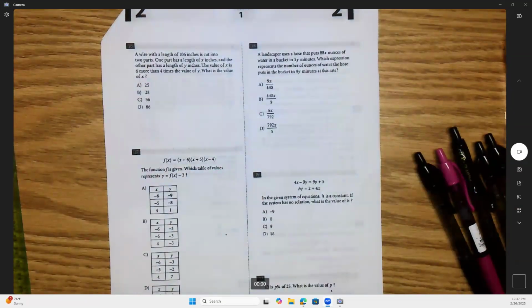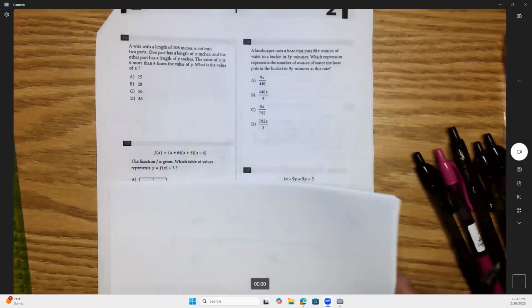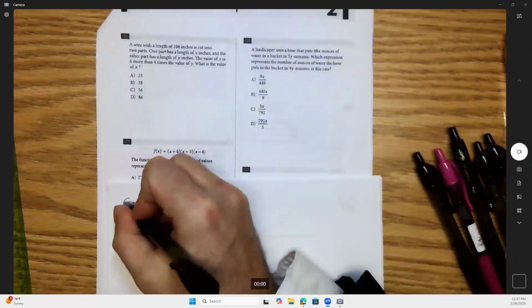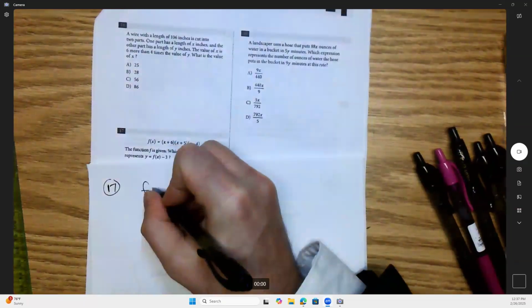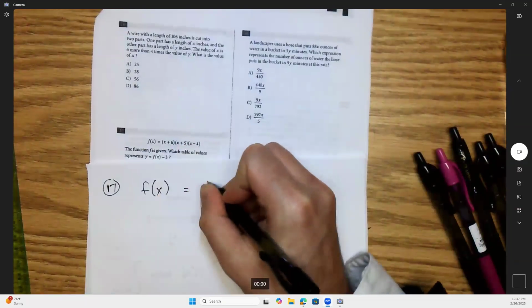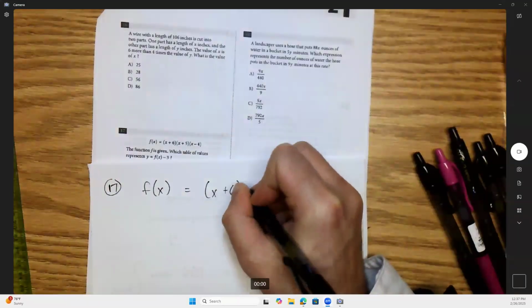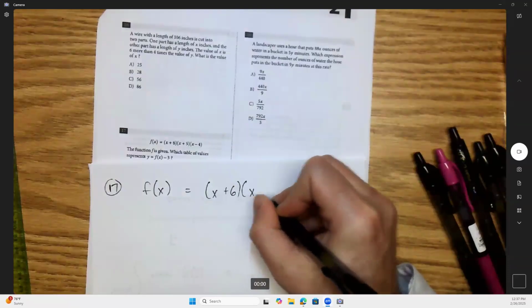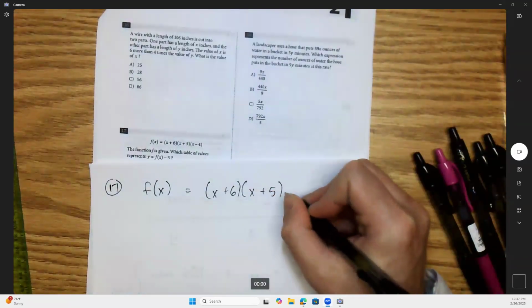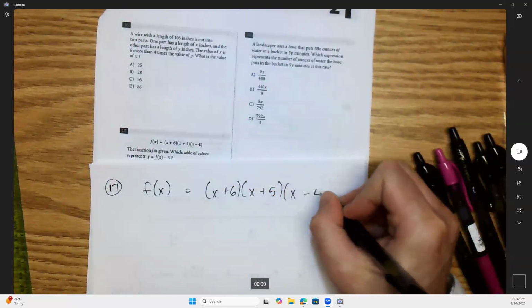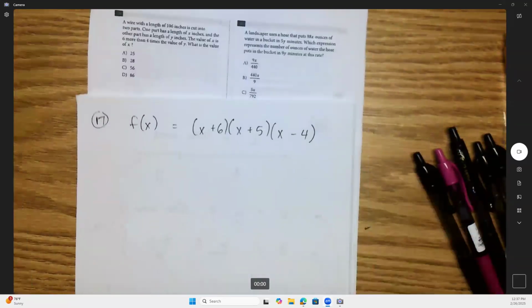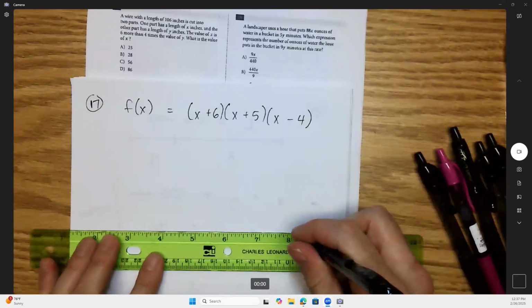Number 17. It's about to be graph time. Everybody definitely has their notes out, right? You guys ready to make a graph? I'm about to walk around class in a few minutes. I'm going to see how many of you know how to make this graph. F of x is x plus 6, multiplied by x plus 5, multiplied by x minus 4. I'll set you guys up some axes here.